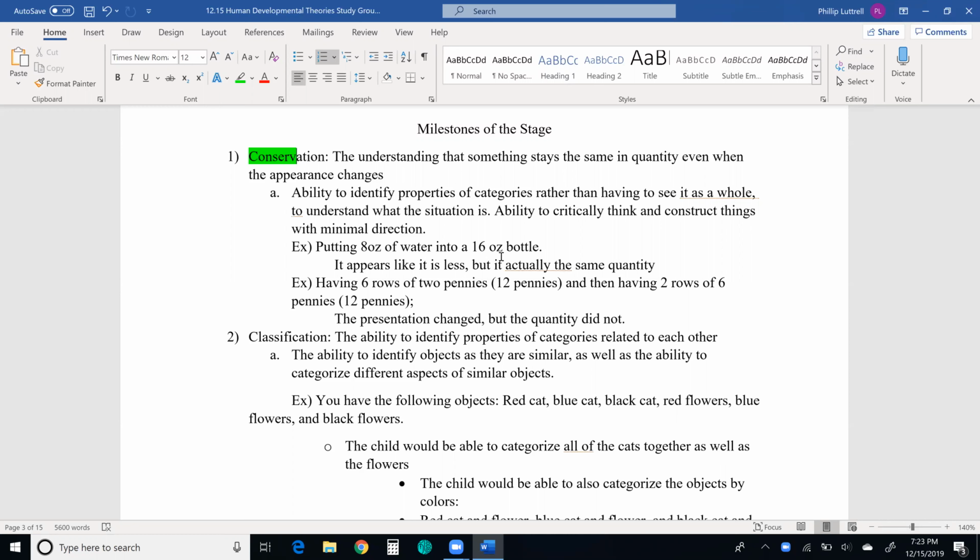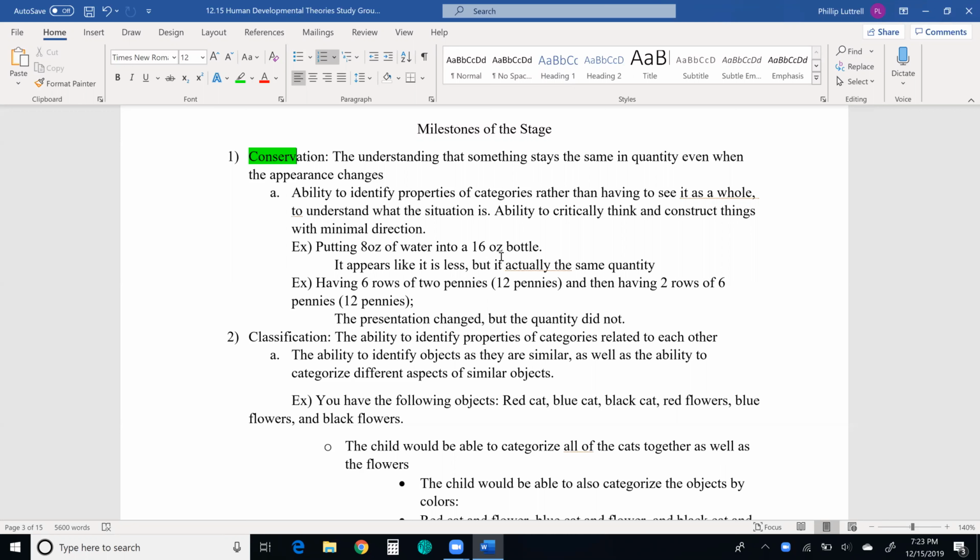Another example: imagine 6 rows of 2 pennies, so we have 12 pennies total. And then in another situation, you have 2 rows of 6 pennies. Prior to this, they would not be able to make the differentiation and would think 2 rows of 6 pennies was more. They're like, oh my God, I'm getting so much more. But they are the same amount; the presentation just changed. At this time, they're able to conserve an object even though they're not able to see it whole. For another example, let's say I have a concrete block, I slam it against the ground, and it's in pieces now.